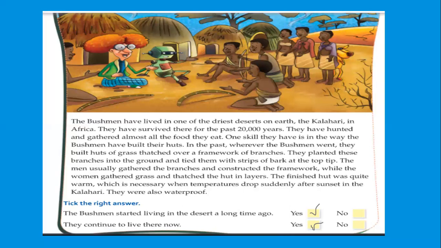Now, here are the questions given. You have to take the right answer. The Bushmen started living in the desert a long time ago. Yes, it is correct because it is already given that 20,000 years ago they were surviving there. They continue to live there now. It is also correct.